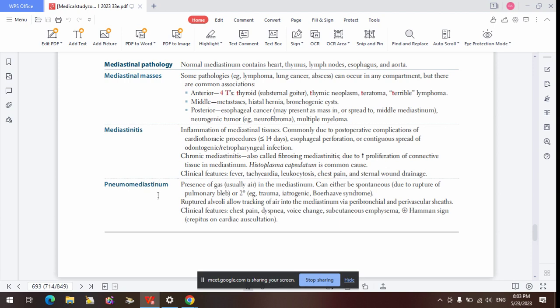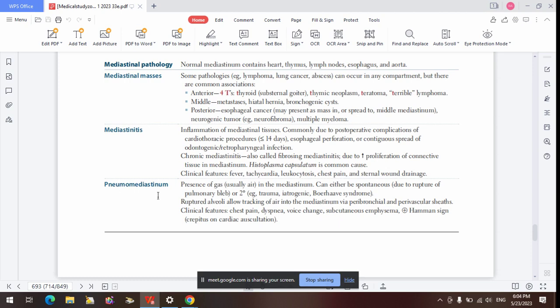So a bleb is just like an air-filled cavity that is located between the lung parenchyma itself and the visceral pleura. So you guys know that the lung is invested by the visceral pleura. Then next to the visceral pleura is the parietal pleura. So between the parietal pleura and the visceral pleura, that's where you have the pleural cavity. So a bleb is now like an air collection that is forming like a cavity in between the lung itself and the visceral pleura.